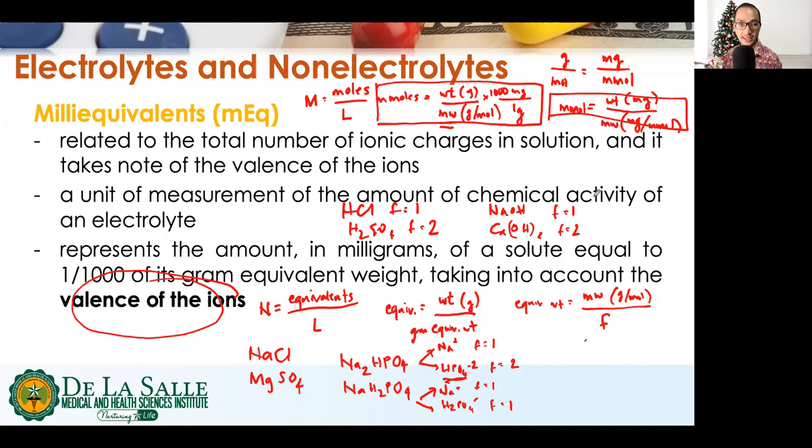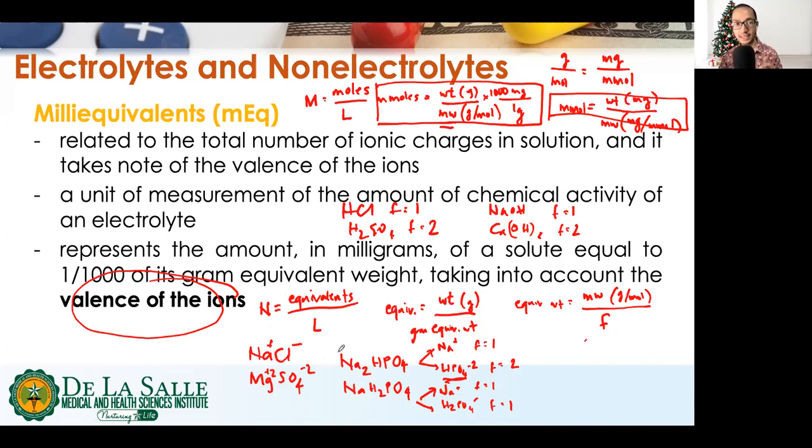For salts, okay? Yeah, so it's a little bit tricky, okay? So you have to consider the valence of the ions, okay? Now we will not have any problem, okay, if the valence of the ions, okay, is the same, okay, for both the cation and the anion, okay? Okay. So, for example, sodium chloride, both sodium ion and chloride ion has a valence of 1, so the factor is 1. For magnesium sulfate, both magnesium and sulfate have a valence of 2, so the factor is 2.